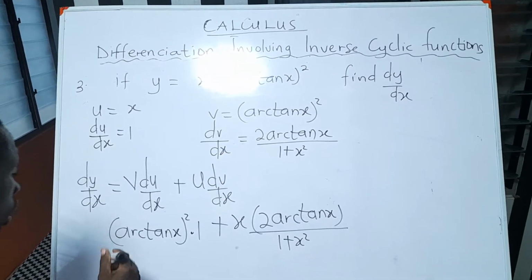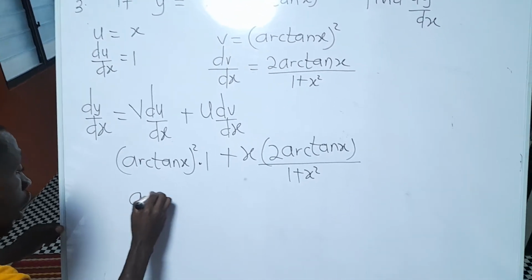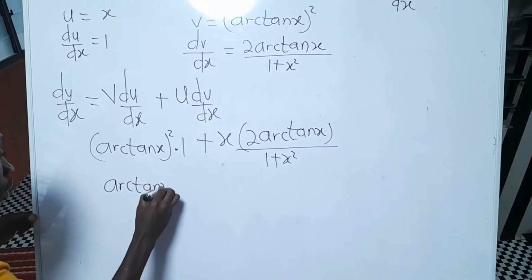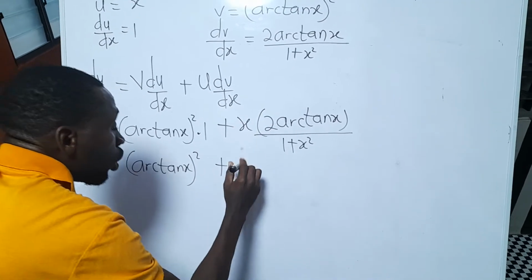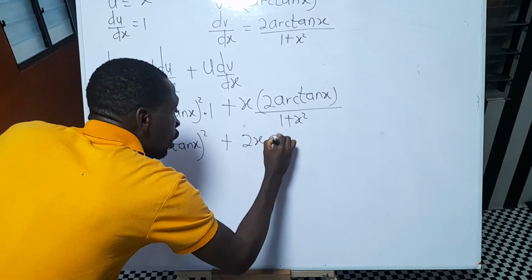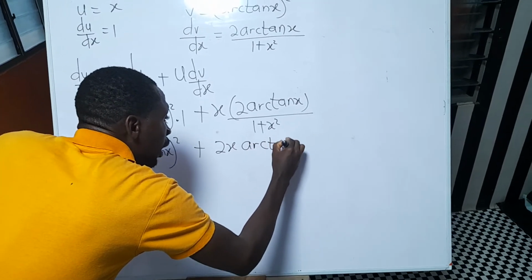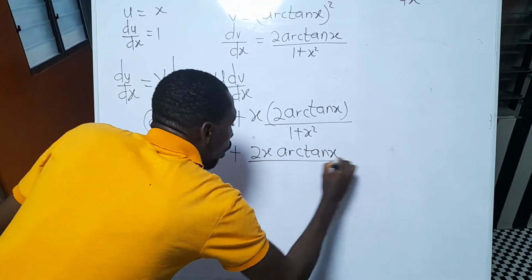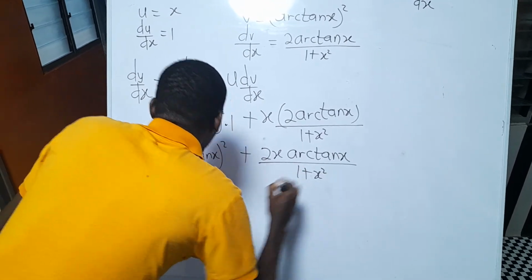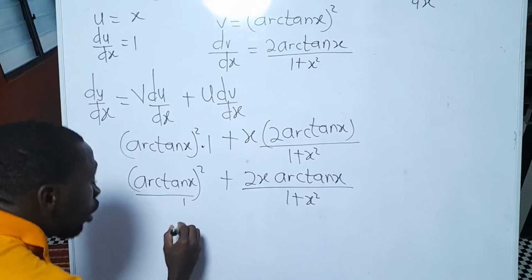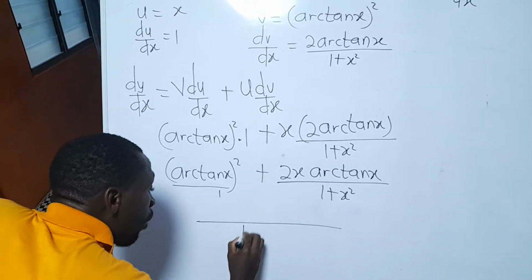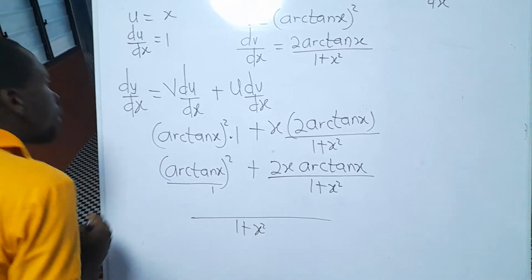So we can polish this. We have arctan x all squared, then plus, this will multiply this, you have 2x arctan x over 1 plus x squared. What do we do? We find the LCM. This is over 1. The LCM will be 1 plus x squared.